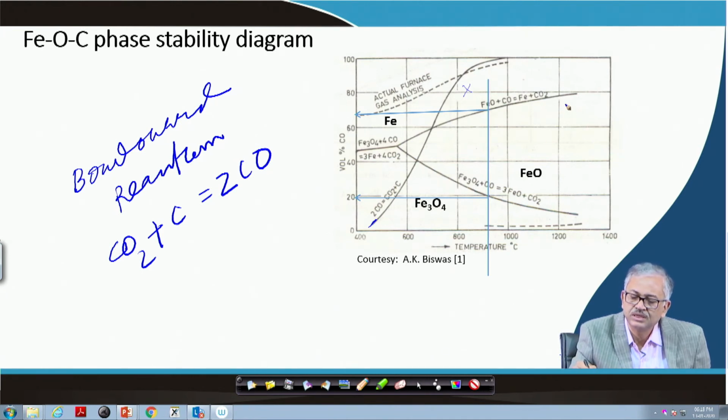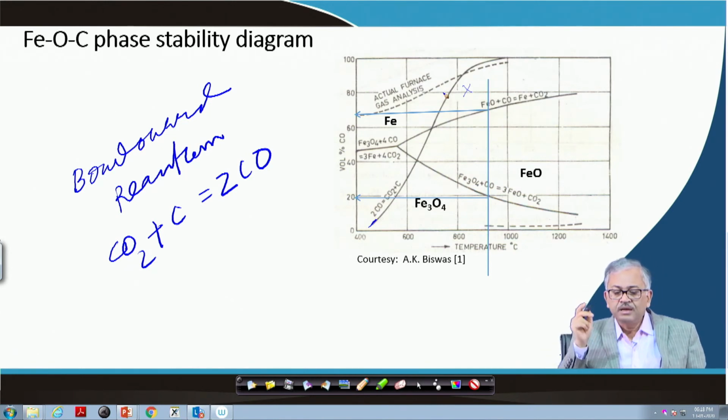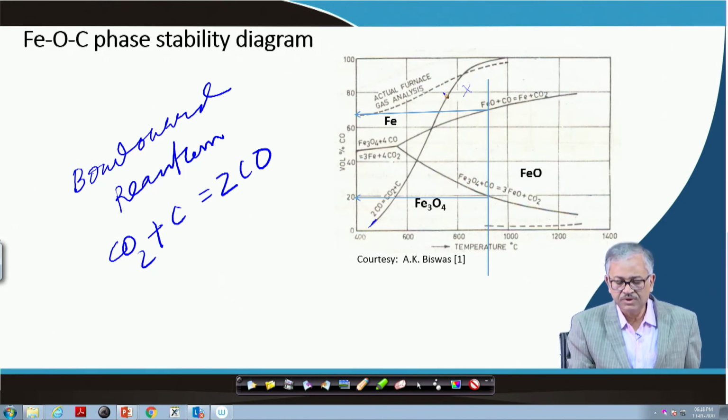In this region, it is the FeO that is stable, and above this it is Fe, iron, that is stable. And Fe2O3 is stable at a very low volume percentage of CO. You can find Fe2O3 gets converted to Fe3O4.